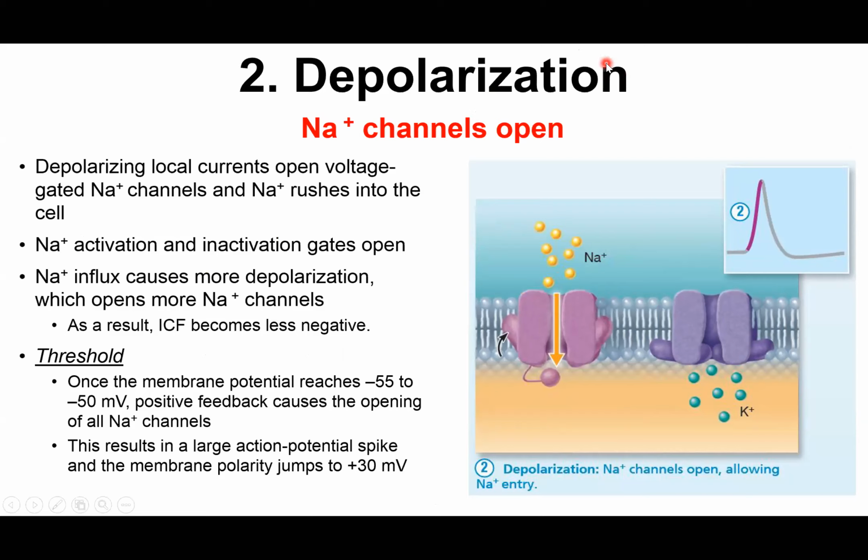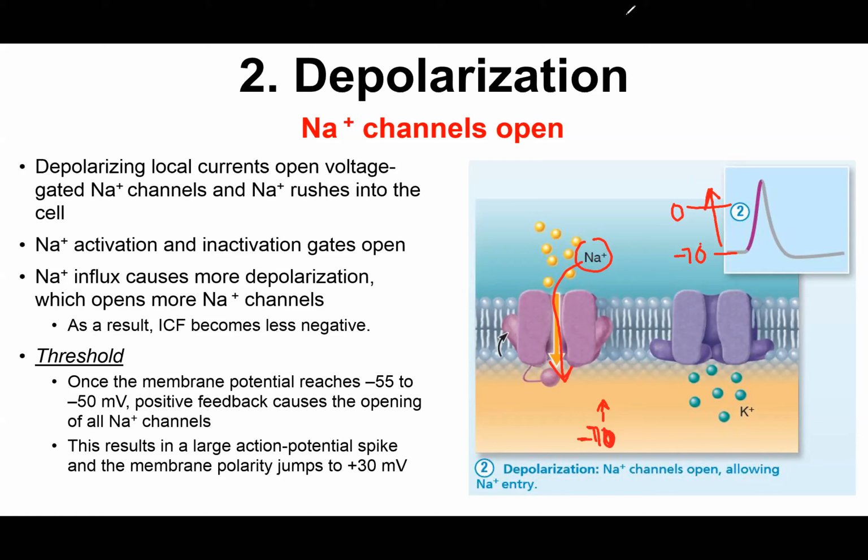Depolarizing local currents are going to open our voltage-gated sodium channels, and sodium is now going to rush into the cell, okay? Let's consider that just for a second. We started out at minus 70 inside the cell, right? But now we have positive charge coming in. That means that we are going to move towards 0, right? Because now we're adding positive charges to this negative, okay?